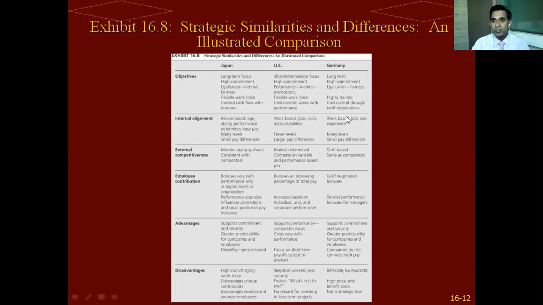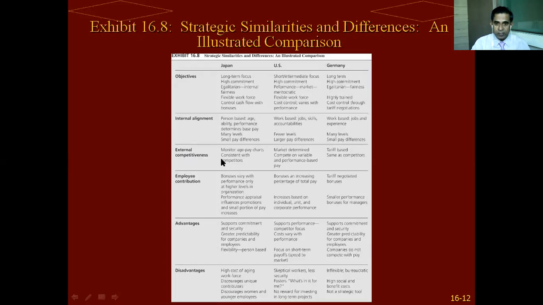Comparatively, in Germany, the internal alignment is work based, depending on jobs and experience. Like in Japan, there are many levels in internal structure, and there are fewer levels in US. Germany also, like Japan, has many levels in internal structure and small pay differences.